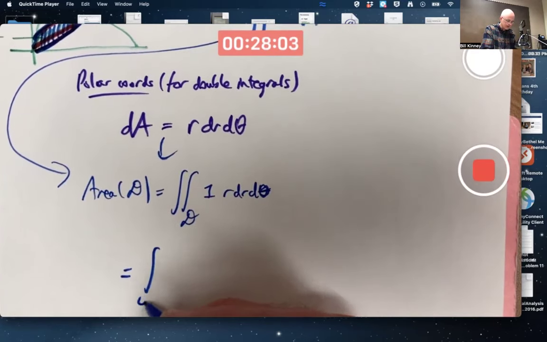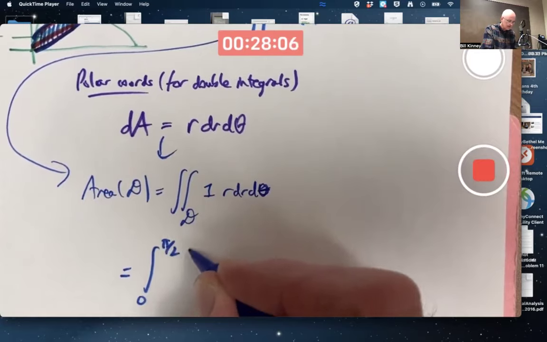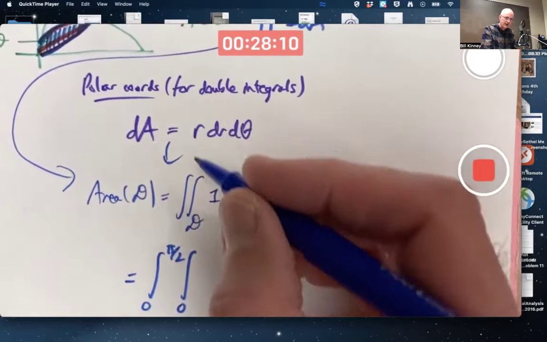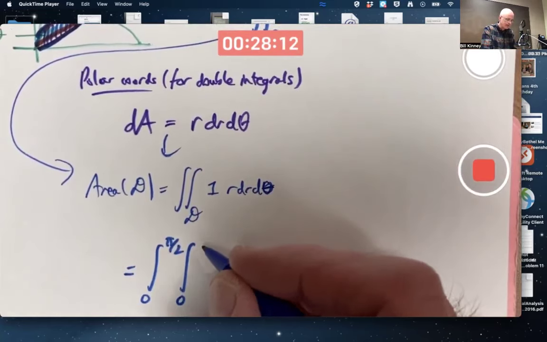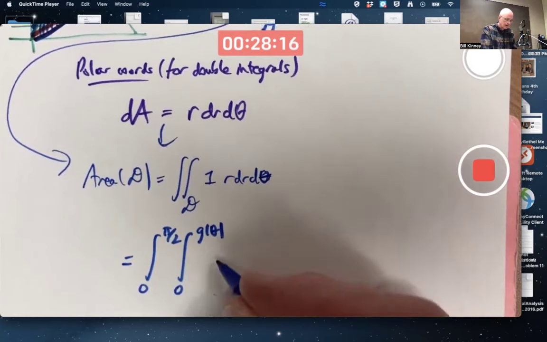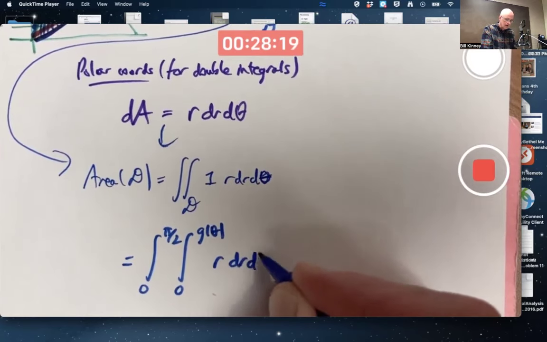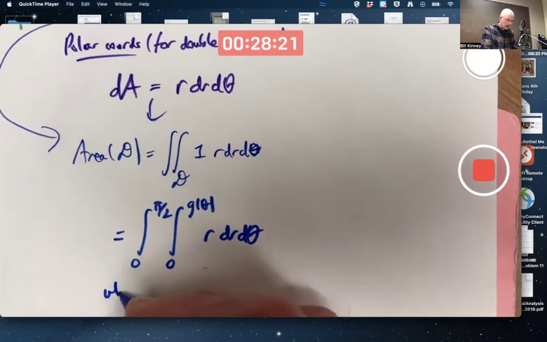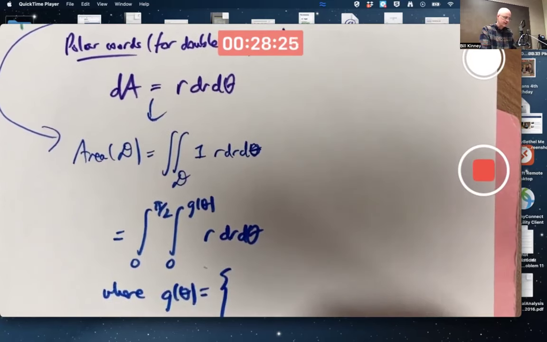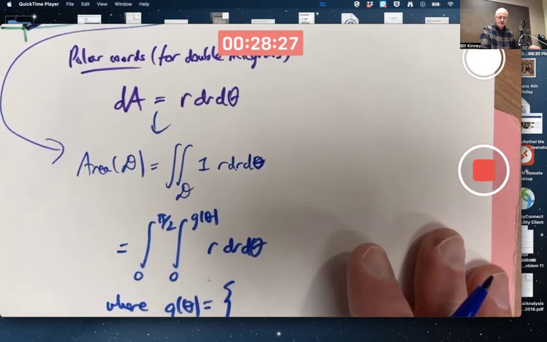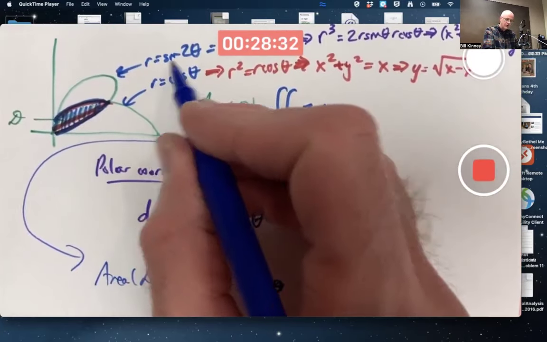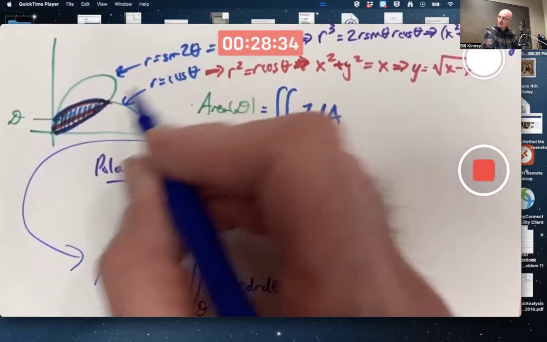Theta goes from 0 to pi over 2. R goes from 0 out to this piecewise function. Let me give this piecewise function a name. I'll call it g of theta. r dr d theta. Where g of theta is a piecewise function, just like we talked about before, equal to this bottom piece, which is sine 2 theta, when theta is between 0 and pi over 6.